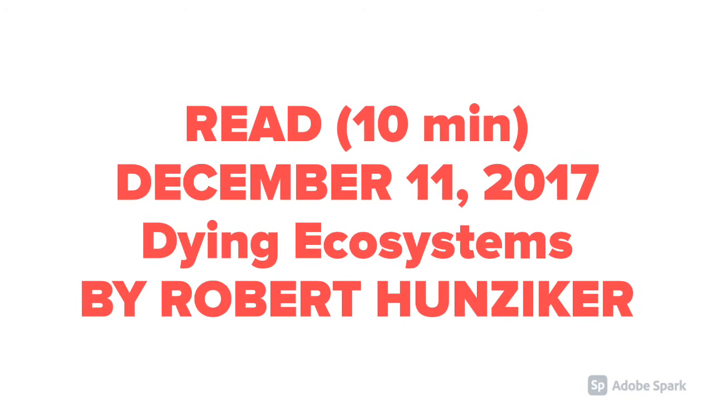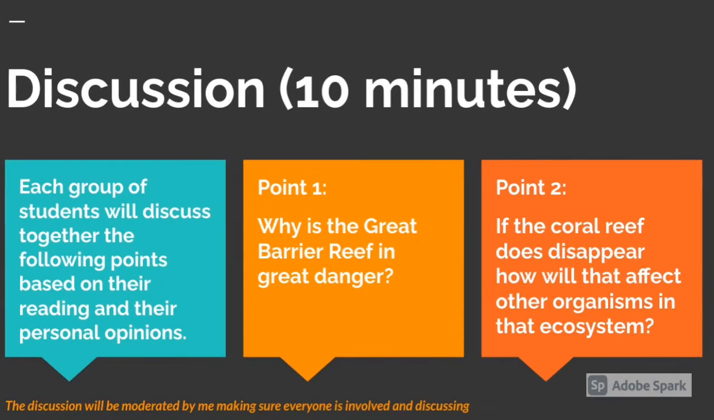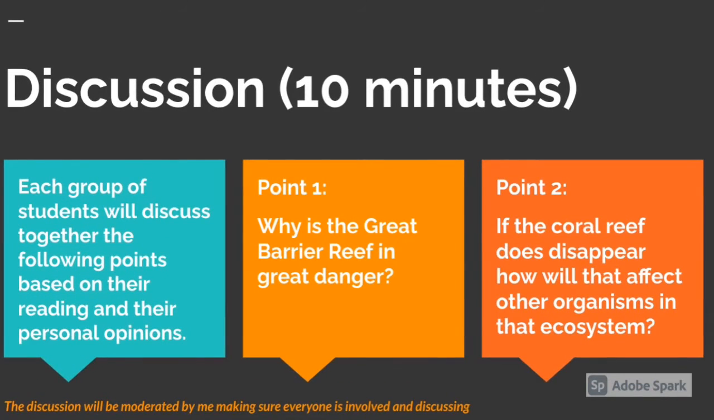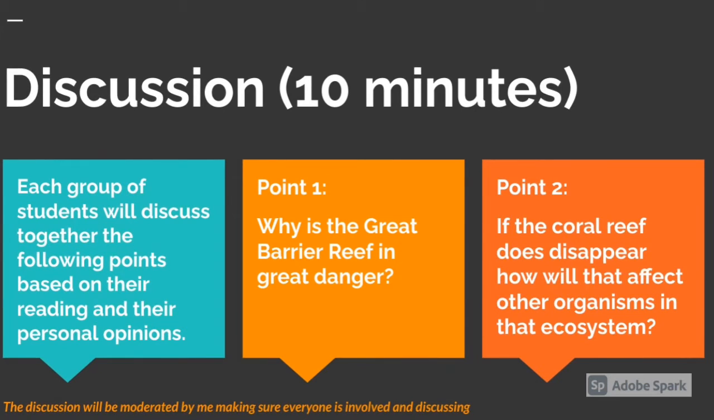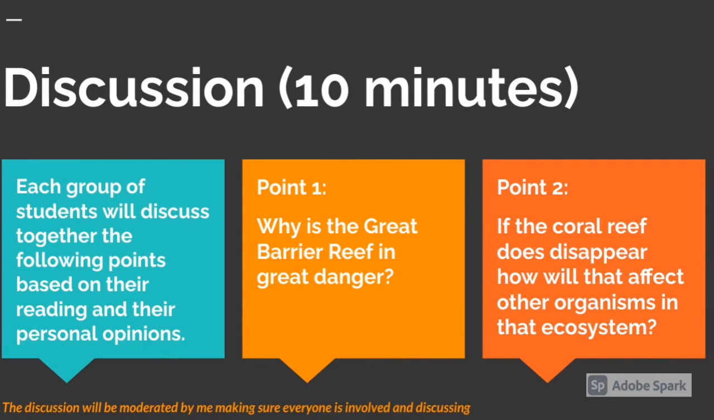Students will read an article called Dying Ecosystems, which involves the Great Barrier Reef and how it's in danger. And this same article, one of them is at an easier reading level to differentiate between students that are not at a very high reading level. Students will fill a KWL chart before they start reading, which is what they already knew, what they want to know, and what they learned from their reading.